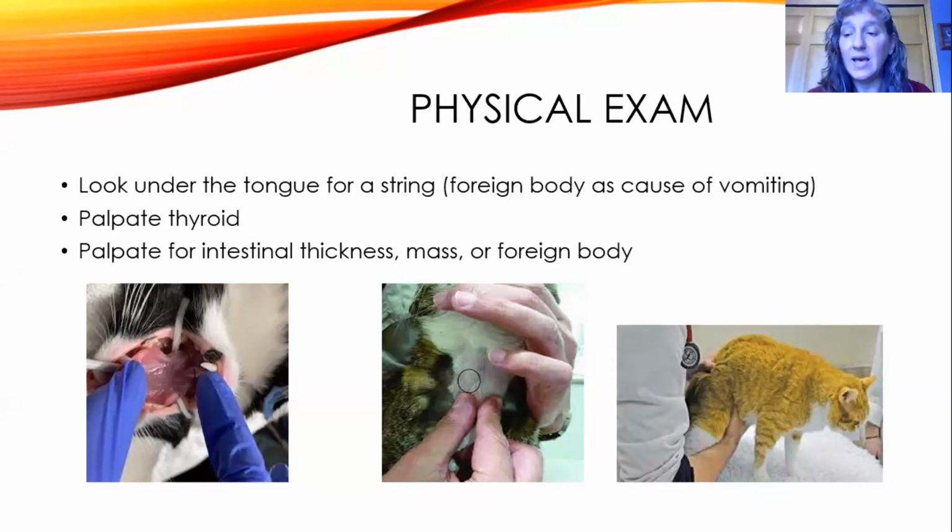While examining the head and neck area of the cat, especially in older cats, always palpate the thyroid. As you run both fingers along the trachea in a cranial to caudal direction, with an enlarged thyroid, you will feel it slip under your fingers. And then during abdominal palpation, you can be feeling for intestinal thickness, discrete masses, or even a palpable foreign body. If you are not familiar with these procedures, I would encourage you to practice them in every cat exam, so you become more familiar with what is normal versus abnormal.